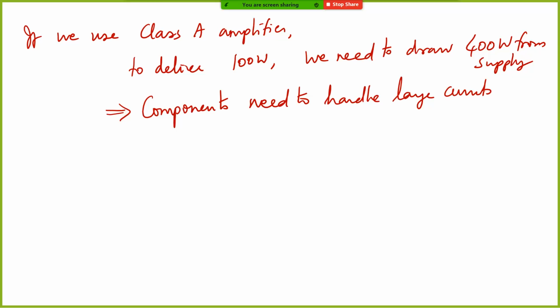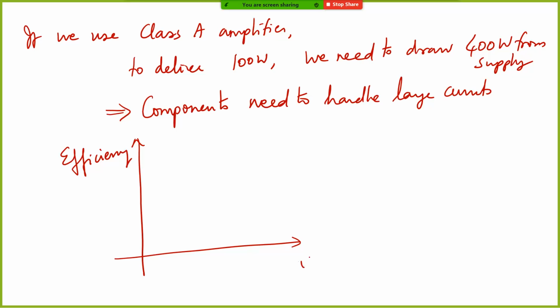Also please understand that this is the max efficiency. Typically, if you plot efficiency versus input voltage, it will look something like this. It will go linearly kind of, and then it will saturate at this one. This is 25%. So if you play some audio signal, the average efficiency will be much lesser than 25%. So we need to find out a circuit or some other topology which will give us much more efficient delivery of power.